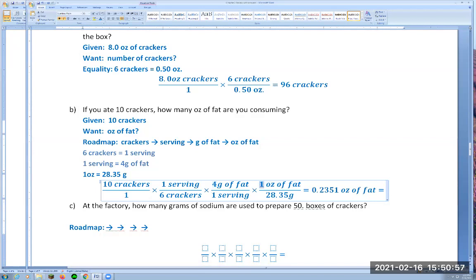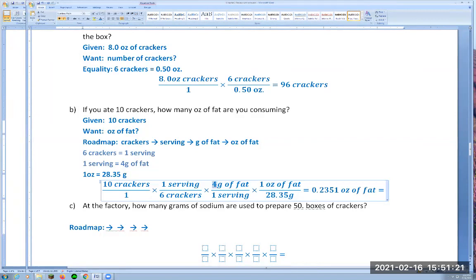The 1 ounce of fat is an equality. So this is given. It's for exactly 1 ounce of fat, you get this number of grams. And so that's the measured value. So here we have 4 sig figs. This is another exact number here. The 1 ounce of fat is exact.